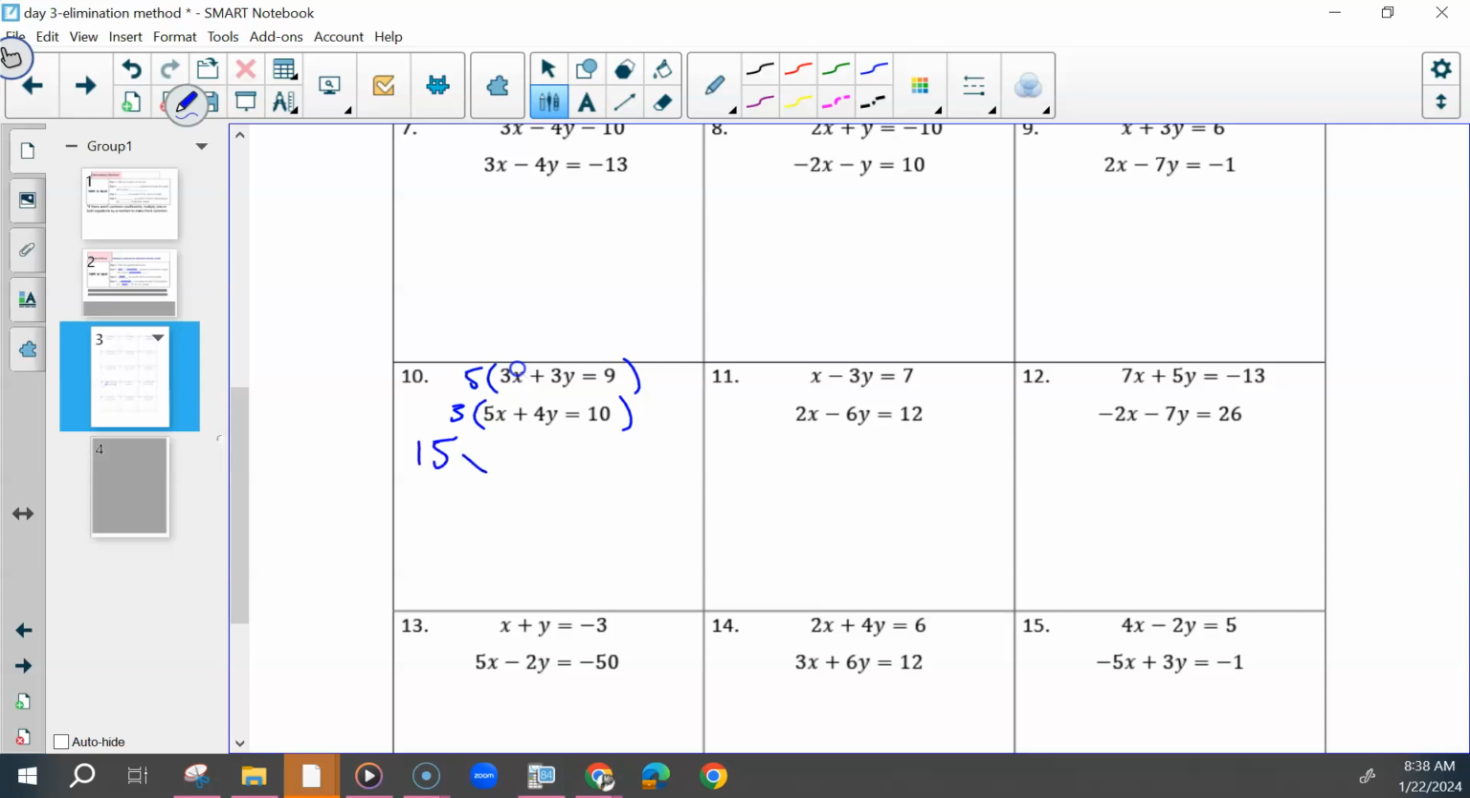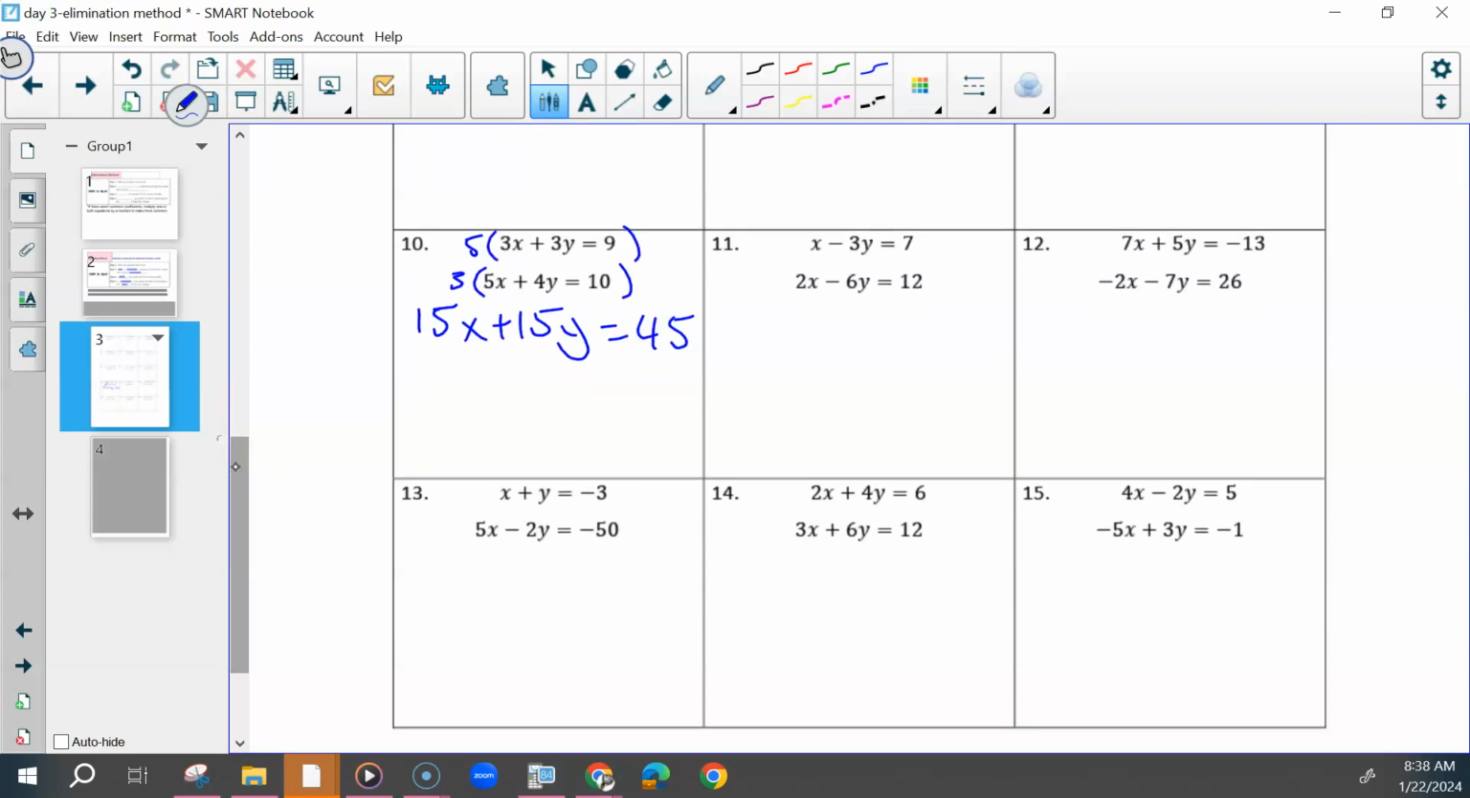We have 15x plus 15y equals 45. Remember that the boxes are small, so if you need more space, use the back of the first page or get another sheet of paper. And 15x plus 12y equals 30. And then to eliminate our x's, would we add or subtract the two equations together?